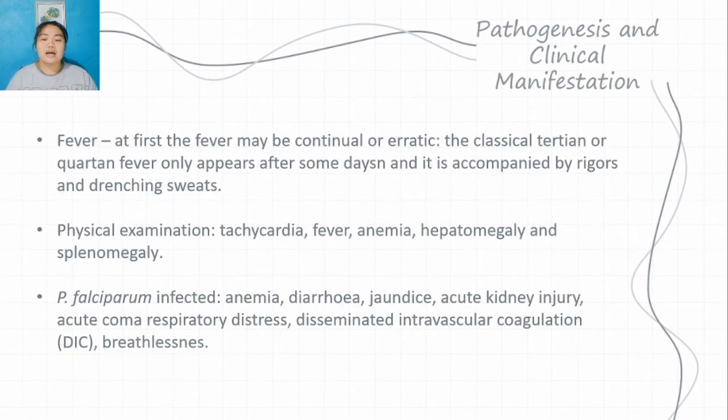So fever, at first, may be continual or erratic. The classical tertian or quartan fever only appears after some days, and it is accompanied by rigors and drenching sweats. The physical examination findings are tachycardia, fever, anemia, hepatomegaly, and splenomegaly. In falciparum infection, there are symptoms like anemia, diarrhea, jaundice, acute kidney injury, coma, respiratory distress, disseminated intravascular coagulation or DIC, and breathlessness.